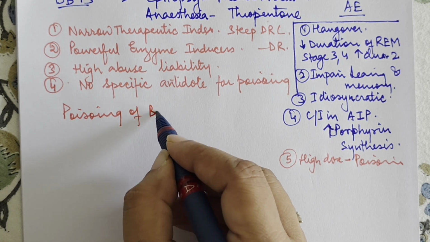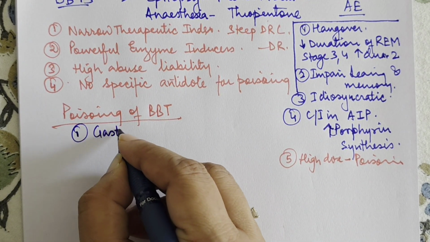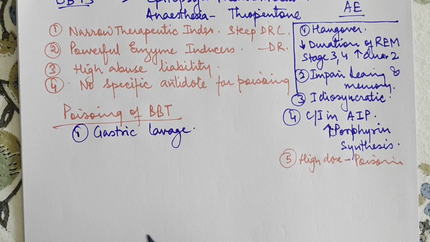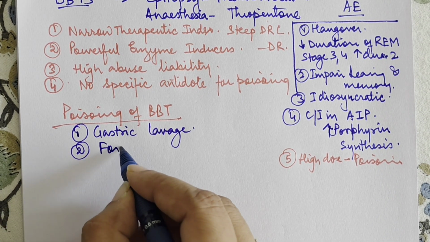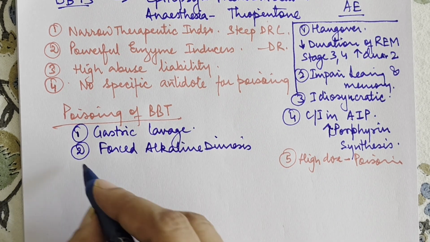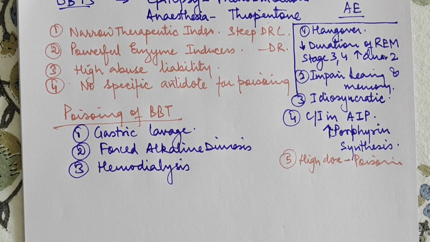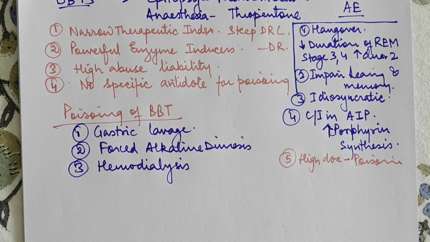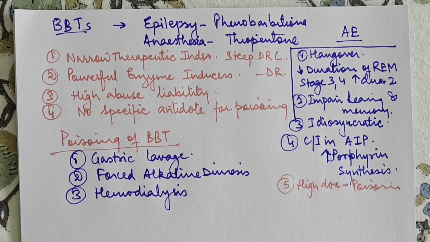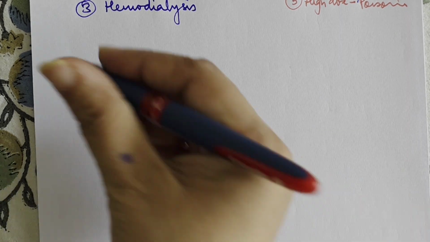Poisoning of barbiturates. How do we treat the poisoning of barbiturates? The first thing is gastric lavage, so we reduce the absorption of any barbiturate that is lying in the stomach. Second, they are treated by forced alkaline diuresis. And the third thing that we can do is hemodialysis. We can increase the excretion of barbiturates in the urine. So this is the detail about the barbiturates. Okay, now next we go to benzodiazepines.